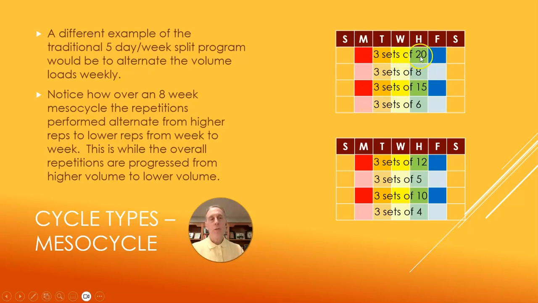In week 1, you do 3 sets of 20. In week 3, you do 3 sets of 15. In week 5, it's 3 sets of 12, then 3 sets of 10. So on weeks 1, 3, 5, and 7, we did the higher volume work. And then on weeks 2, 4, 6, and 8, we did the lower volume work. So what you have is high volume, lower volume, high volume, lower volume, in the context of overall having a decreasing volume environment with an increased intensity environment.